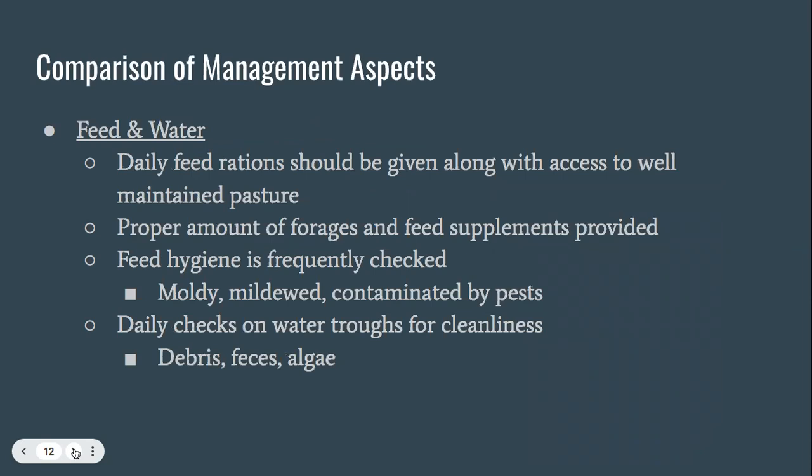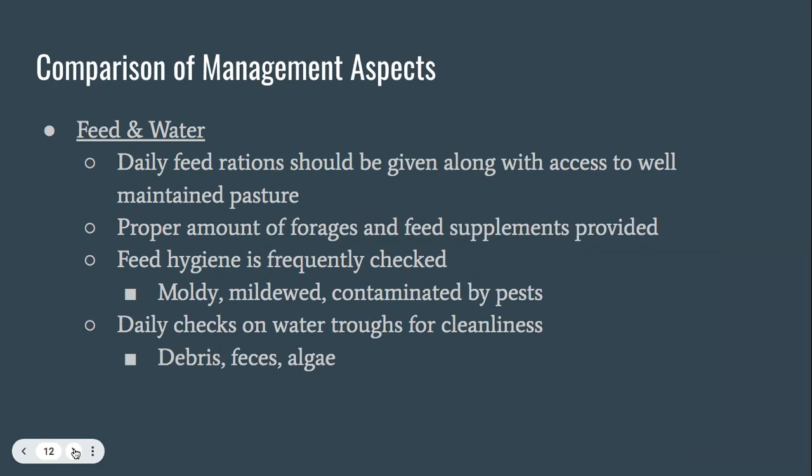For comparison of management aspects, the tools we chose were feed and water and proper living environment. So for feed and water, daily feed rations should be given along with access to well-maintained pasture. That means the pasture is either irrigated, fenced in, and just well maintained so that the sheep have access to good feed. Proper amount of forages and feed supplements provided. This could be grains or hay, such as alfalfa, being offered.